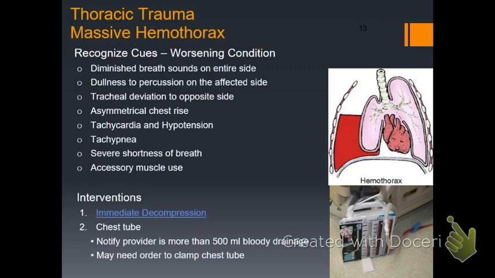But again, don't clamp a chest tube on your own. Let somebody know and get the order to clamp a chest tube, because you don't want to stop drainage of something that needs to be drained. I wanted to let you know so that you have that on your notes: more than 500 milliliters out right after they put the chest tube in is a sign that there's a massive hemothorax and they might want to clamp the chest tube, but you're not going to make that decision on your own.